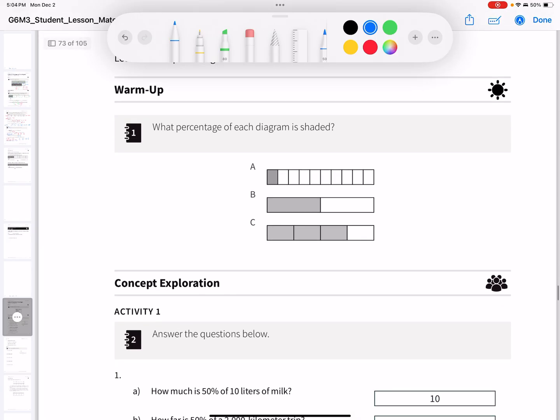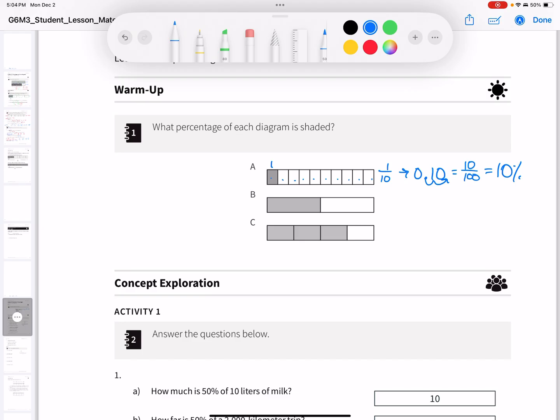So you have one shaded out of 1, 2, 3, 4, 5, 6, 7, 8, 9, 10. So that is 1/10. We can write that as a decimal, as 0.10, right? So that would be 10 hundredths, or move that over to 10%. So 1 out of 10, 1/10, is 10%.